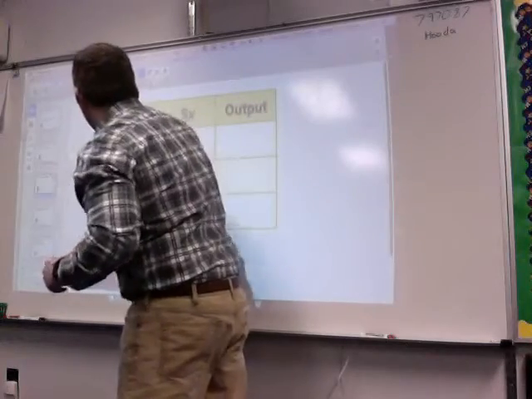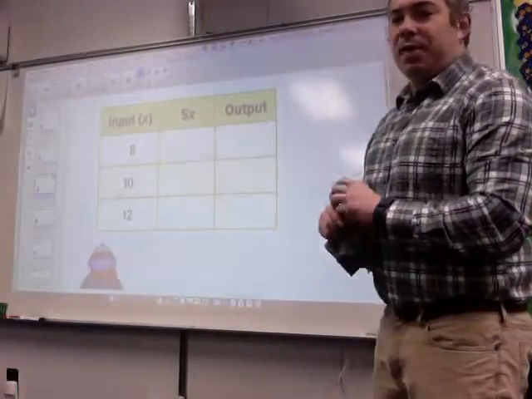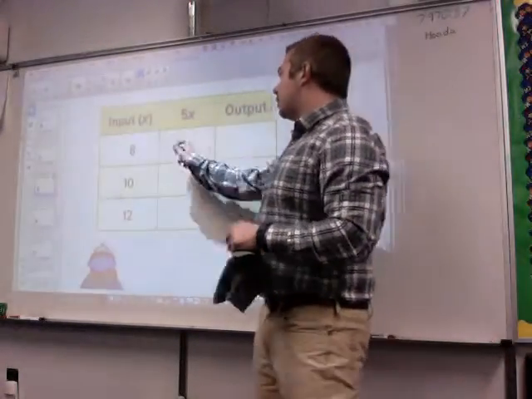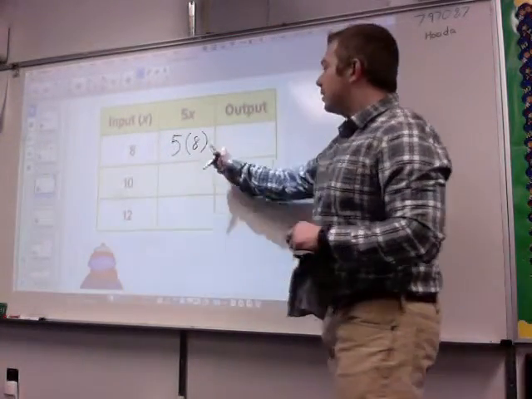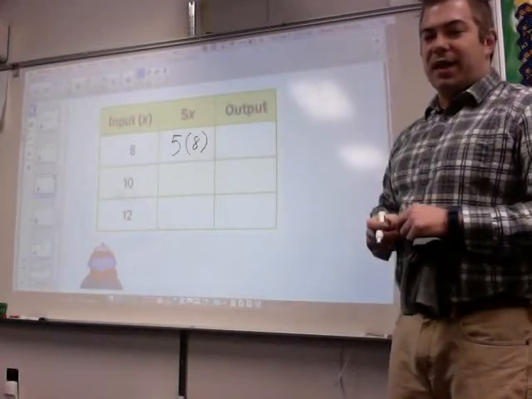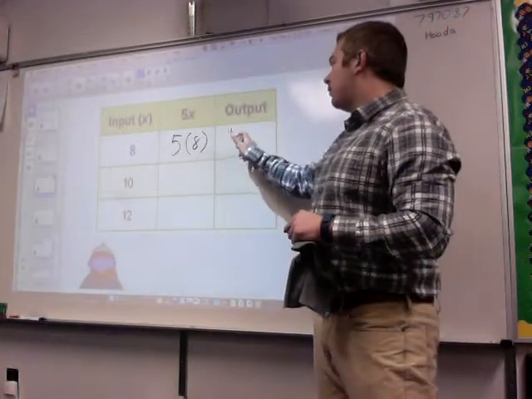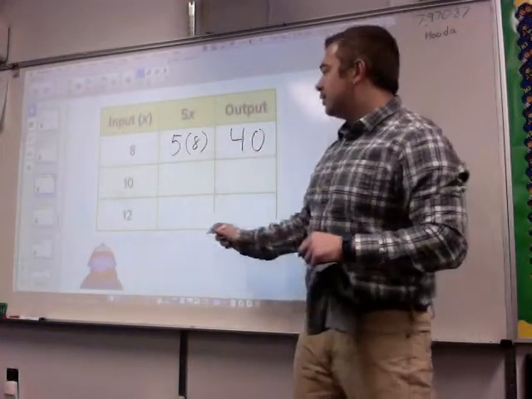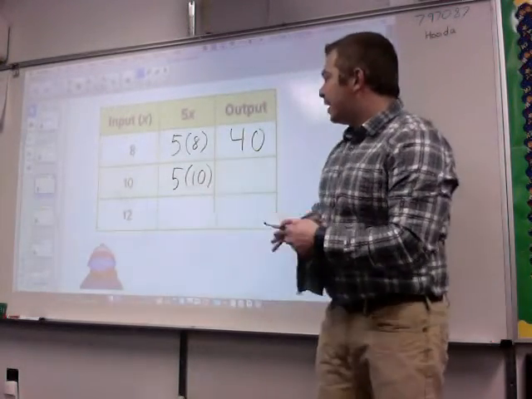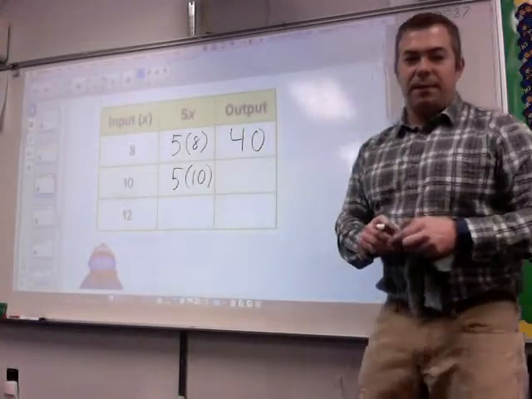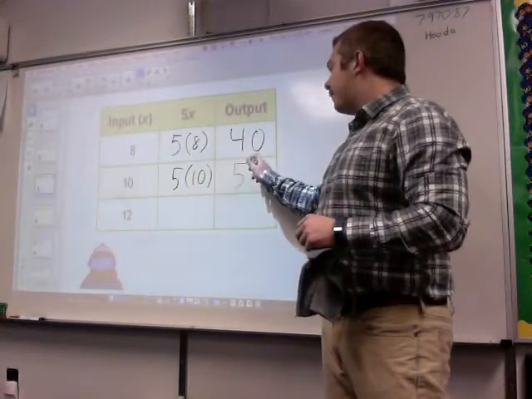Here's our next one, a little bit bigger. We have an input of 8 for 5x. So it's really 5 parentheses 8 because we plugged 8 in for x. So what is 5 times 8? Well, you guessed it, it's 40. Next one is really 5 parentheses 10 because we're taking that x and plugging in the 10. 5 times 10 is 50.